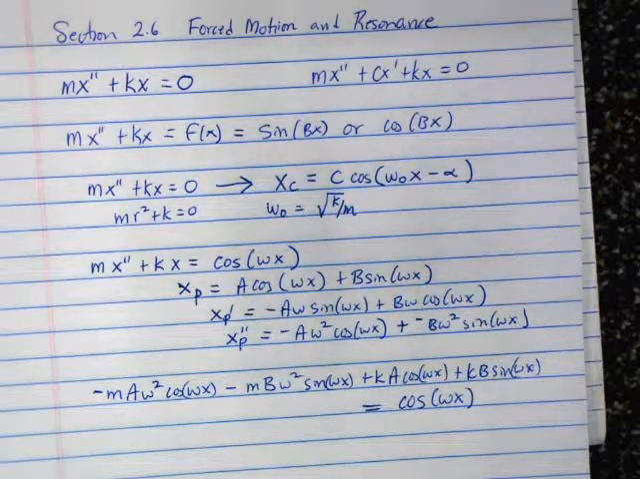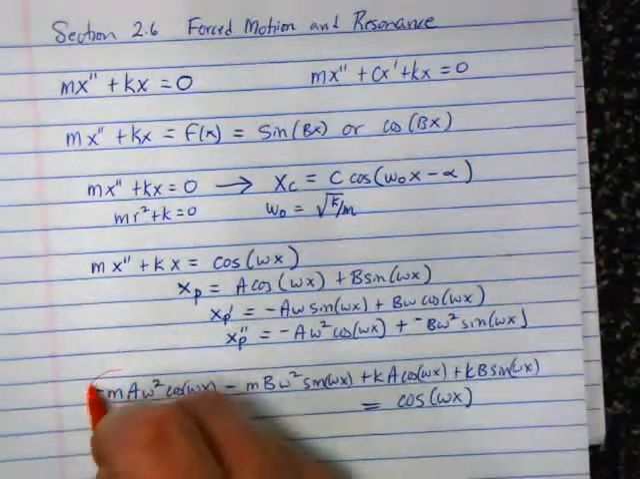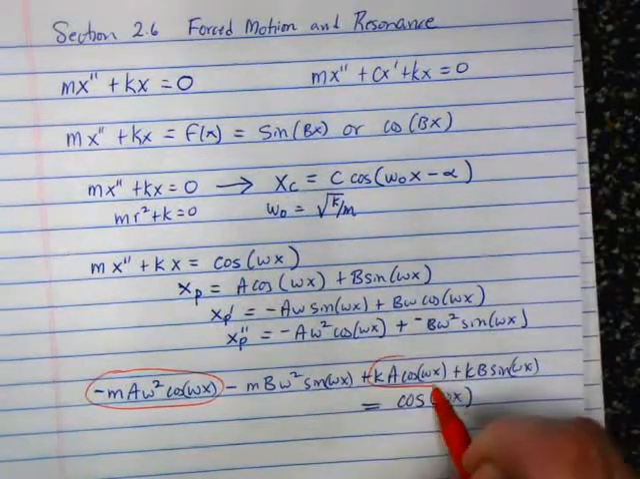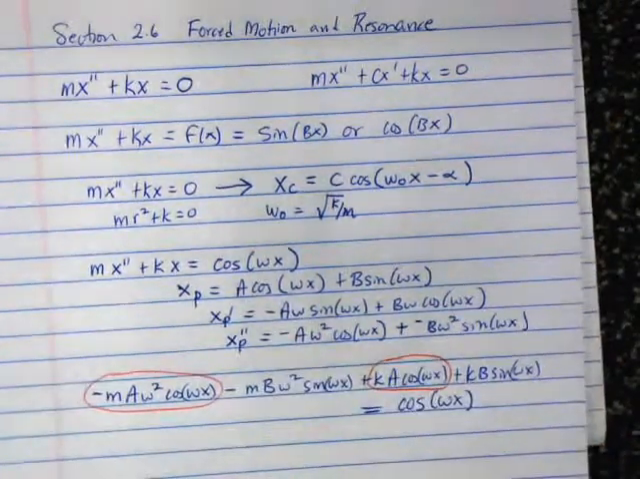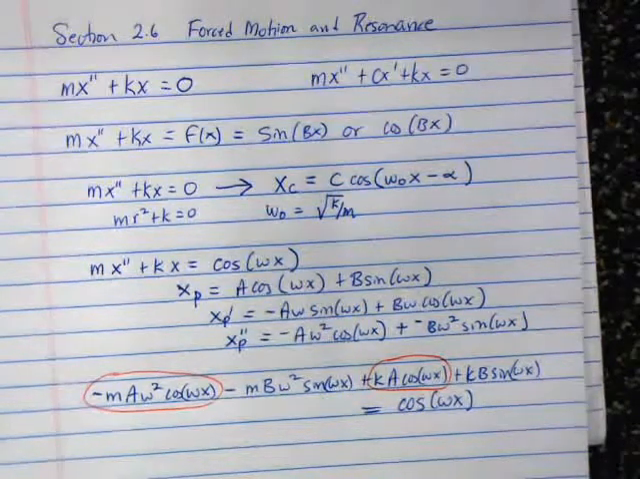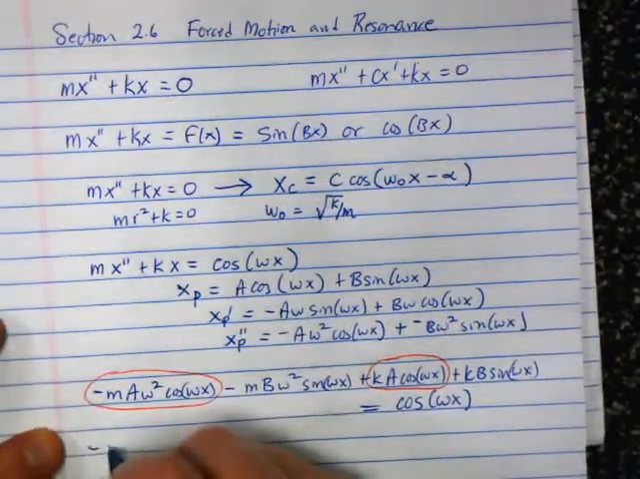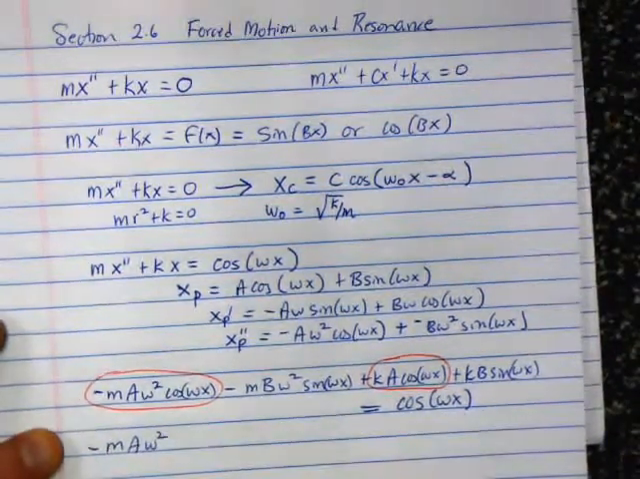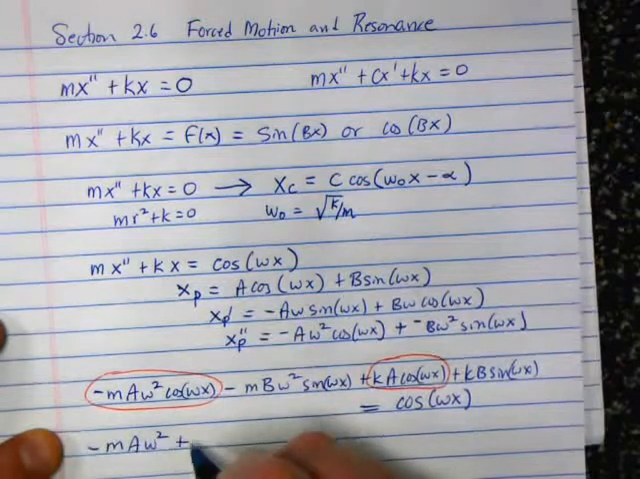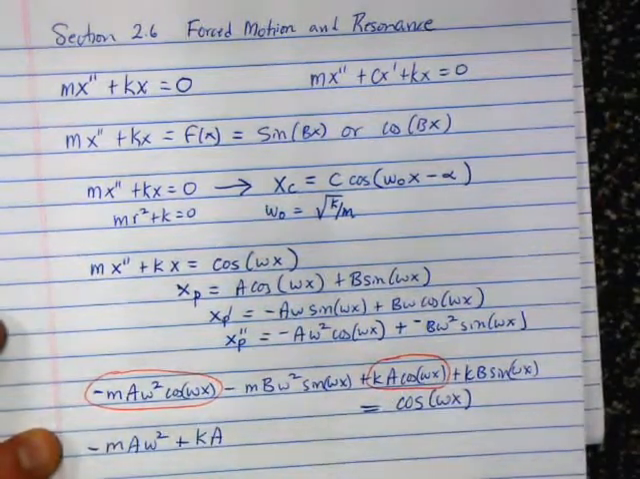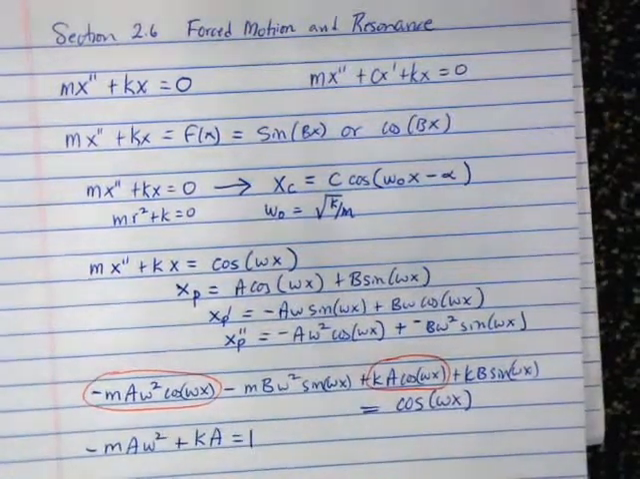Then we equate, that's right. So we combine all the things that have cosines. Here's one that has a cosine, and here's one that has a cosine. That tells me that minus m a omega squared plus k a has to equal 1.